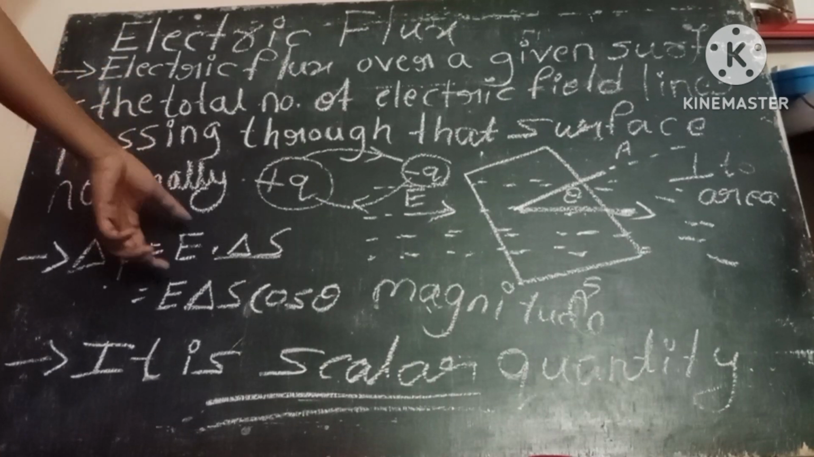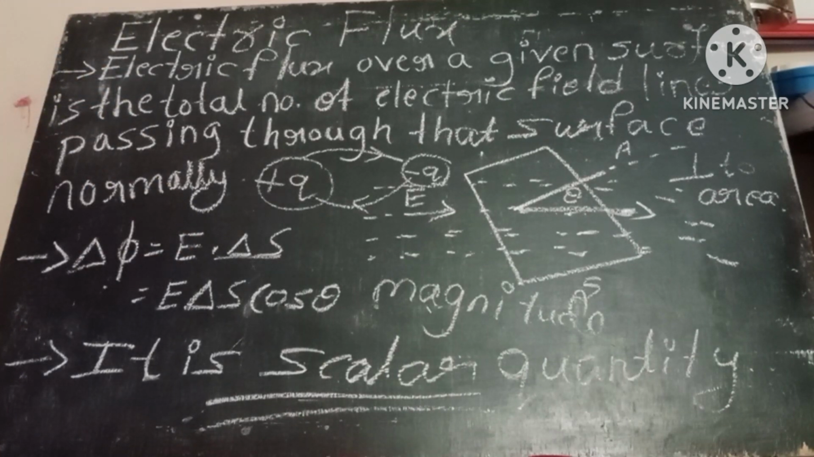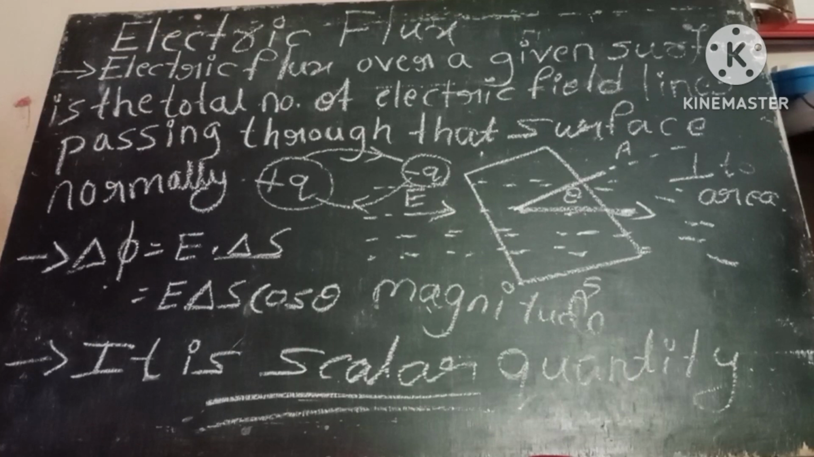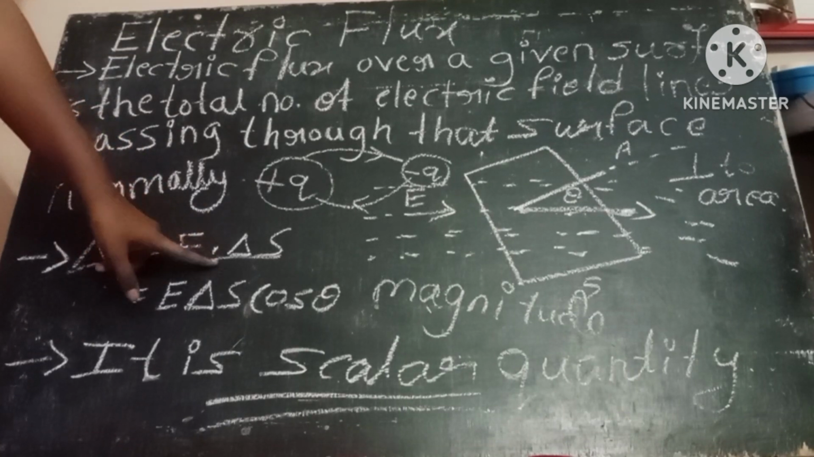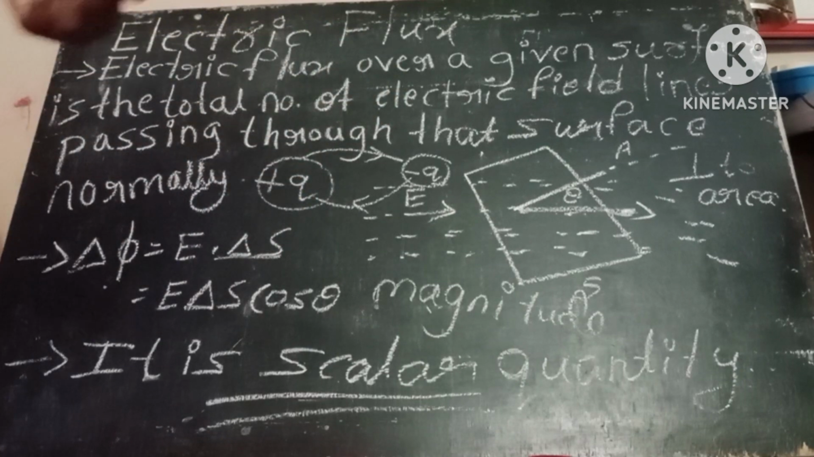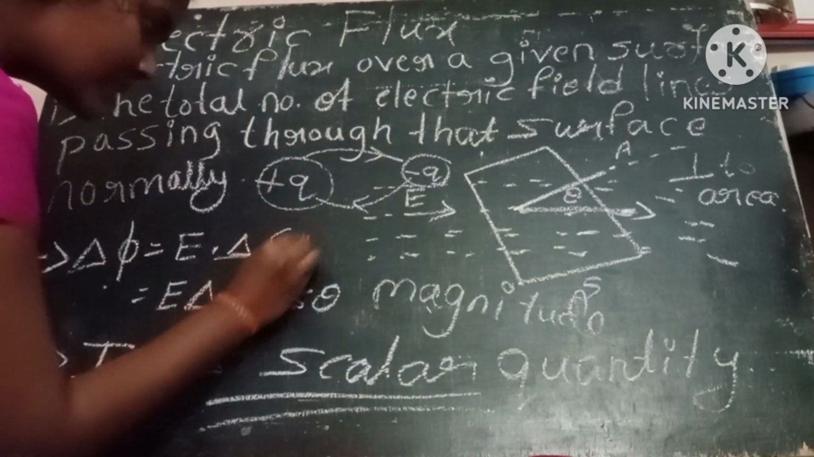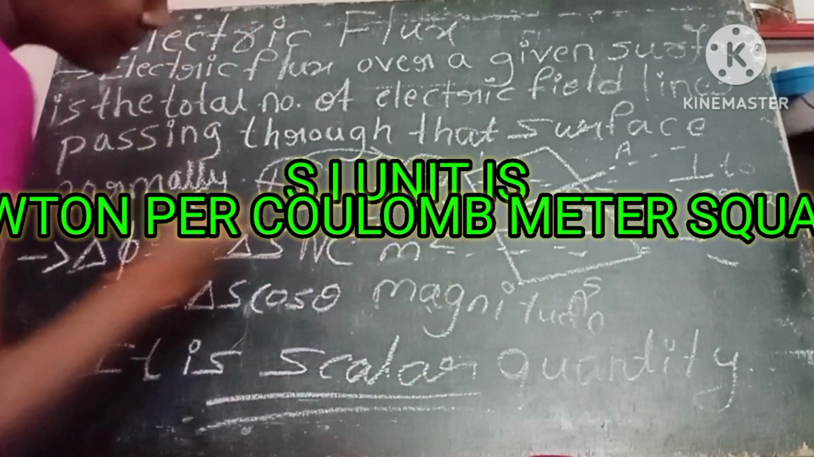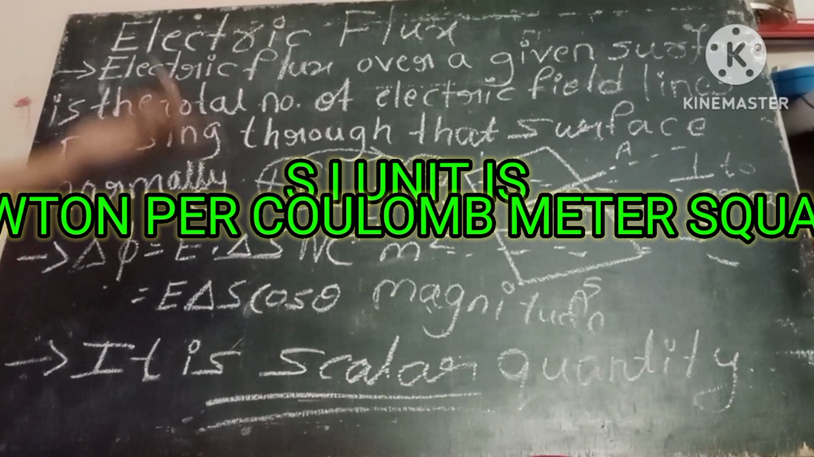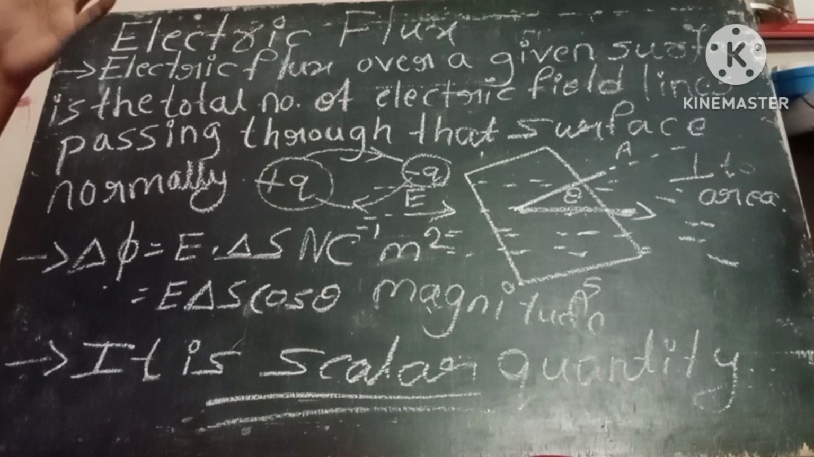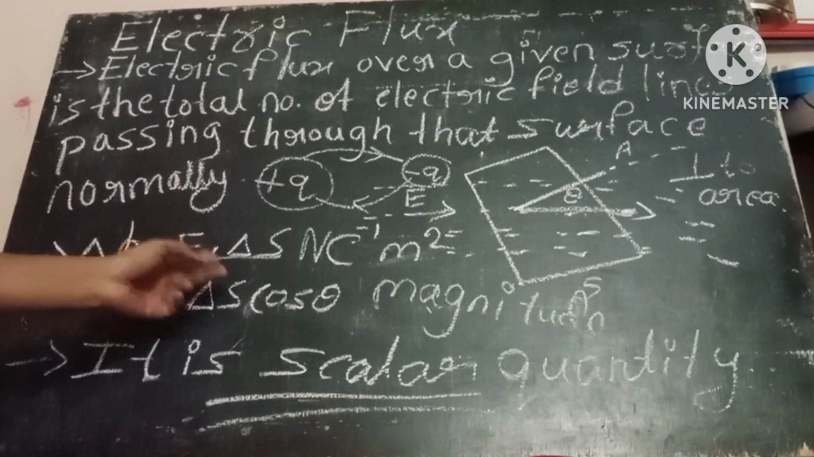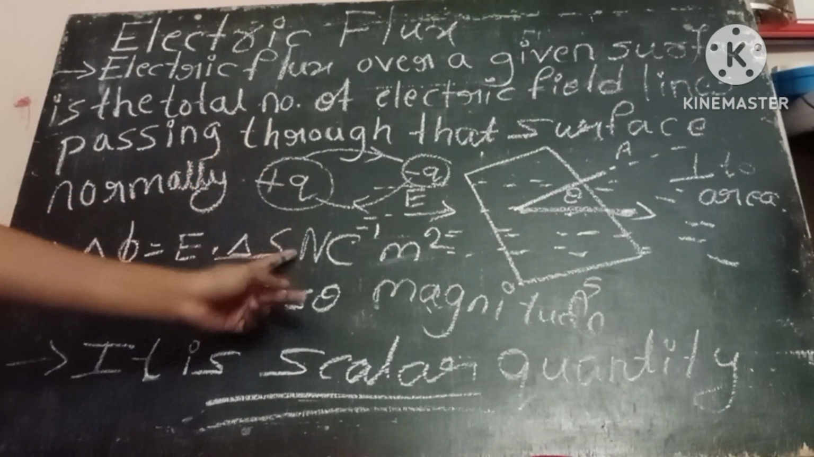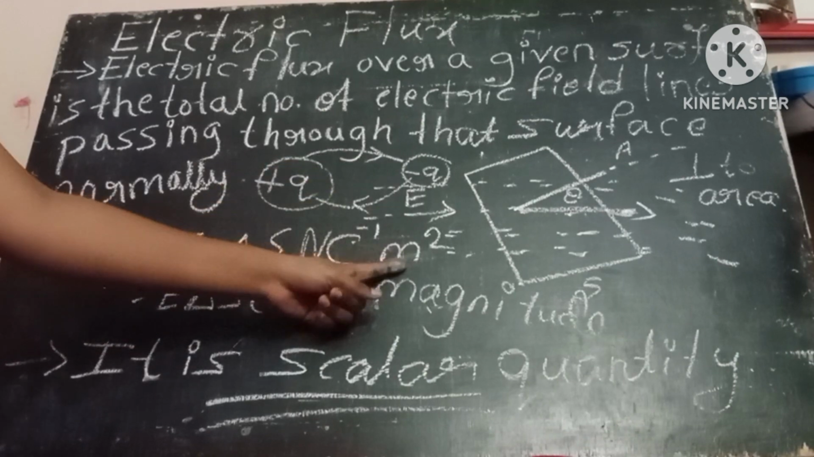And the SI unit is, we know that electric field is in Newton per coulomb, because F by Q. Then our delta S, the area, is measured in meter square. So our SI unit is Newton per coulomb meter square. Whenever you have difficulty remembering the SI unit, just remember the equation, and through this equation you can derive the SI unit. So E is measured in Newton per coulomb, and area is measured in meter square.